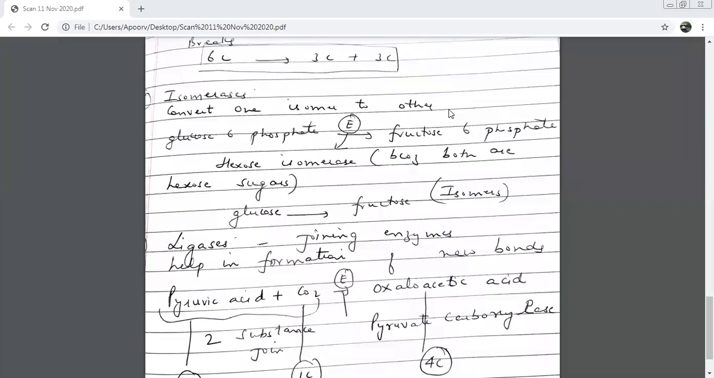Let's talk about the most primitive system. What was the method? What nomenclature were we going for? After the root word, we add a suffix, ase. Yes. So wherever we come across a word where ase is written, we can assume that this is an enzyme.